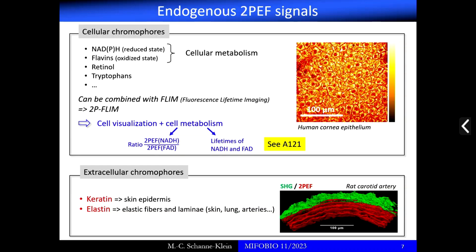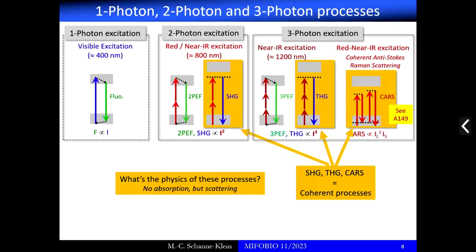We can combine this two photon fluorescence emission with fluorescence lifetime imaging and look at the lifetime of NADH and FAD, and then have a measure of the cellular metabolism. You can see the workshop by my colleague Chiara Stringari at the lab. There are also some extracellular endogenous fluorophores, mainly keratin in the skin epidermis, but mainly elastin. So we can see elastic fibers or elastic laminae here in this carotid artery. So that's for the fluorescence. Now let's look at these coherent processes.